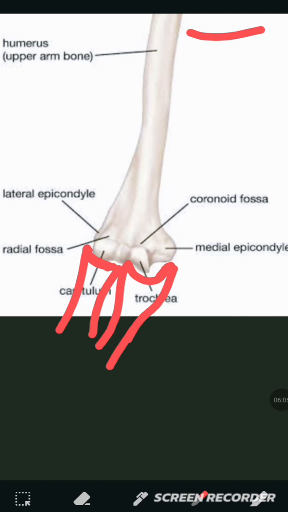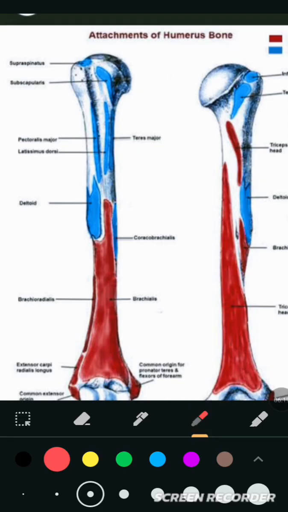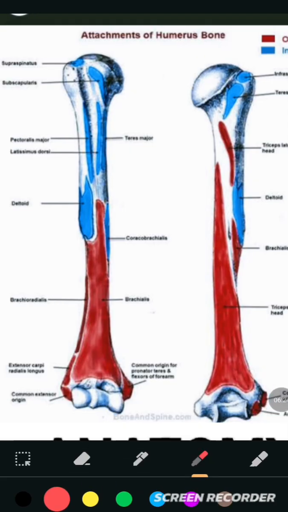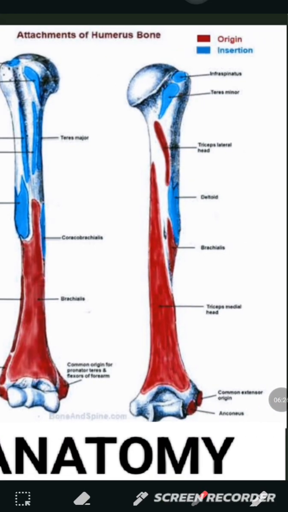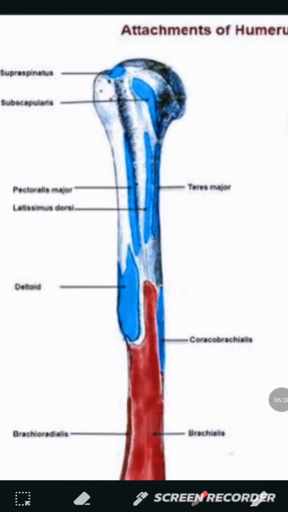Now let's move to the muscles of this humerus bone. The upper end of the humerus bone has 7 insertions. Three insertions are attached to the greater tuberosity, one is attached to the lesser tuberosity, and then we have three insertions attached to the bicipital groove. We will discuss them number-wise.